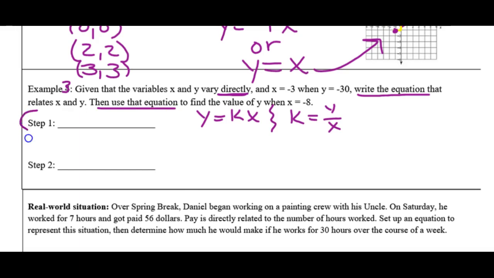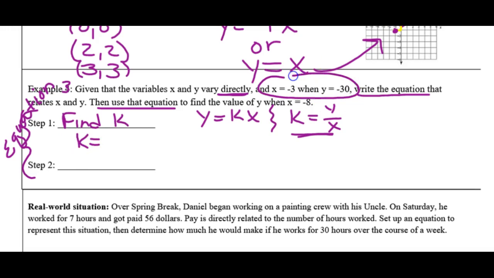So step 1 and 2 here have to do with the equation. How do I write the equation? Step number 1, find k. I already know over here, I wrote that formula. That's how I find k. K is equal to, they gave me some information right here, negative 30 divided by negative 3, which is 10. So there's my k.